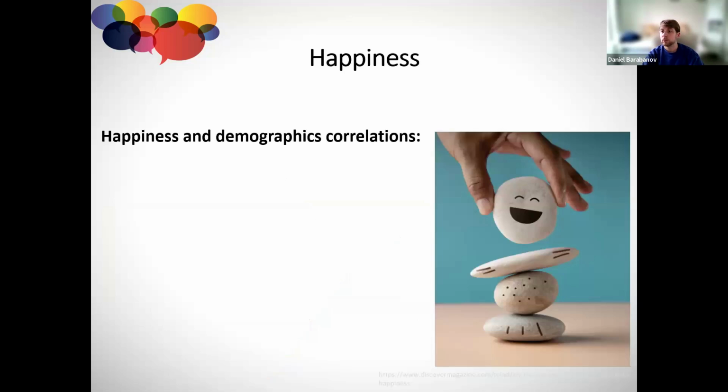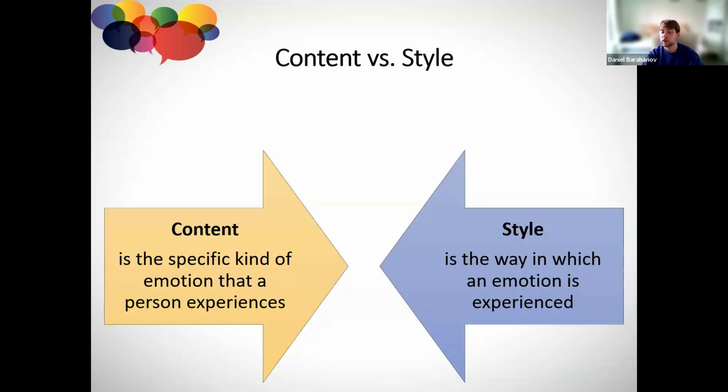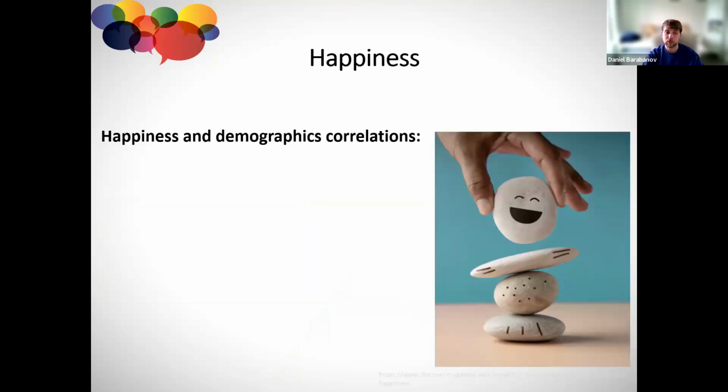So what do we know about the connection between emotional states and personality? Personality and emotions have certain connections, for example, in how people experience happiness. The research of happiness basically lies on the intersection between personality psychology and the psychology of emotions.